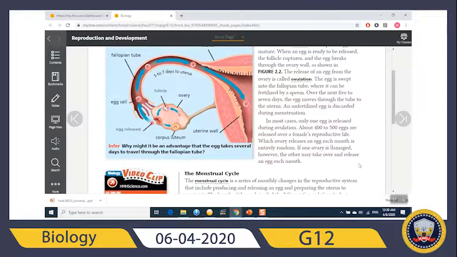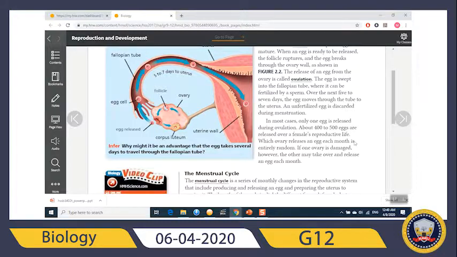Now, in most cases, one egg is released during ovulation, and about 400 to 500 eggs are released over a female's reproductive life until the female hits menopause. Also, I will elaborate on menopause later on.